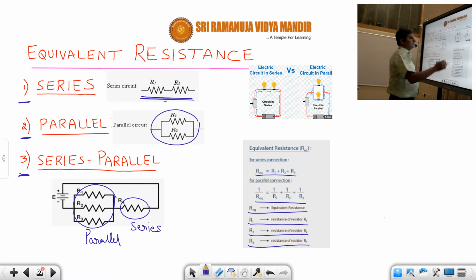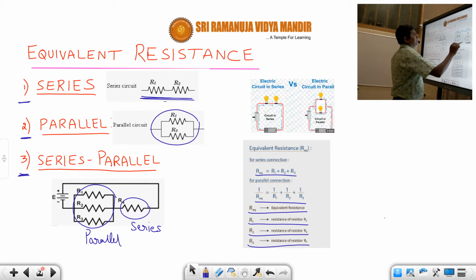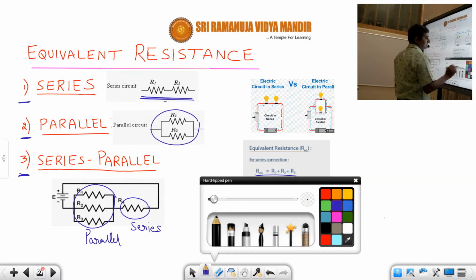Okay, students. Just to understand what is meant by series and what is parallel, I'll explain briefly here, but afterwards we are going to see in detail what is series and what is parallel. But in brief, if you want to know what is series and what is parallel, students, here you can see one image.